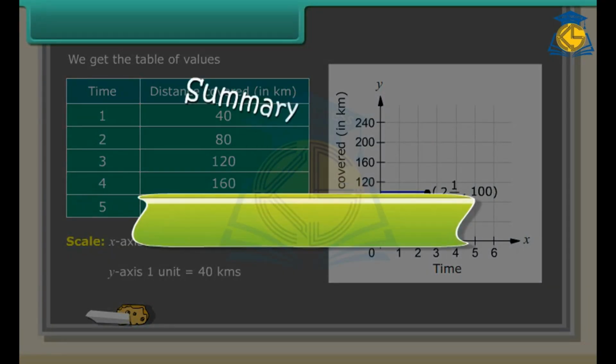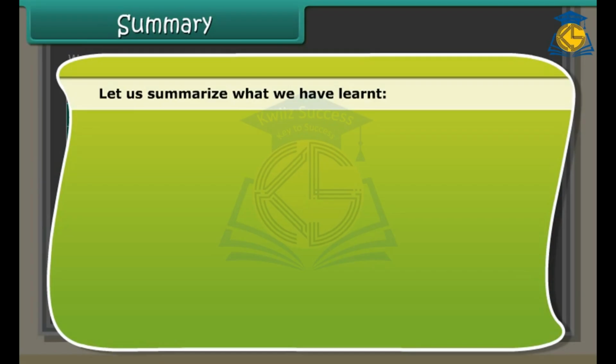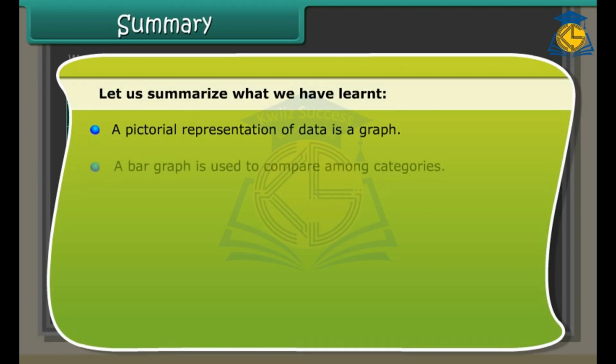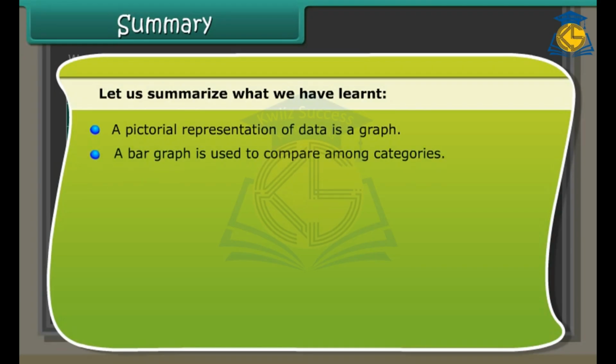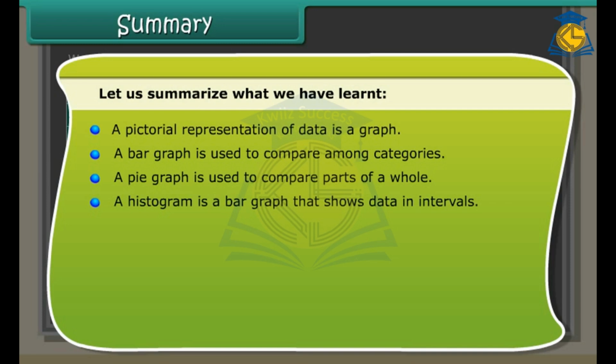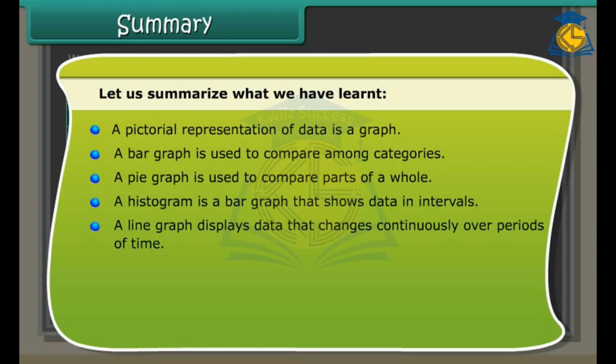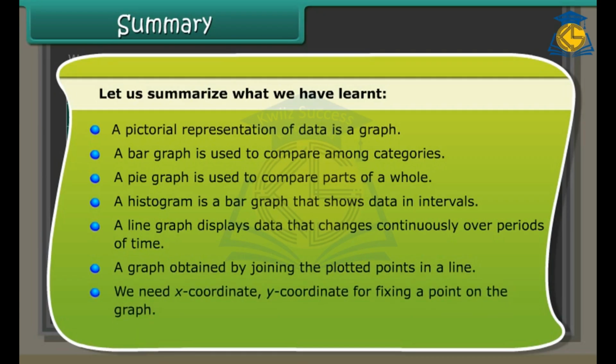Summary. Let us summarize what we have learned. A pictorial representation of data is a graph. A bar graph is used to compare among categories. A pie graph is used to compare parts of a whole. A histogram is a bar graph that shows data in intervals. A line graph displays data that changes continuously over periods of time. A graph is obtained by joining the plotted points in a line. We need the x-coordinate and y-coordinate for fixing a point on the graph.